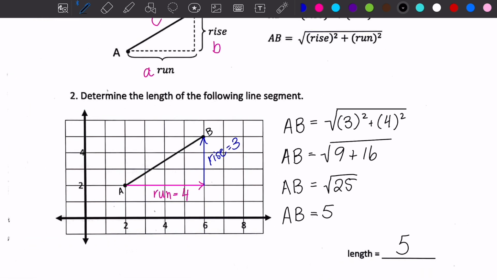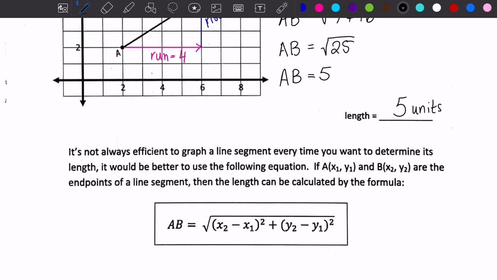Right? In this case, we're not talking about like centimeters, meters, kilometers. We have like no units. So like you can say 5 units if you want to keep it generic, or you can just say 5. That's fine. Right? Easy peasy.